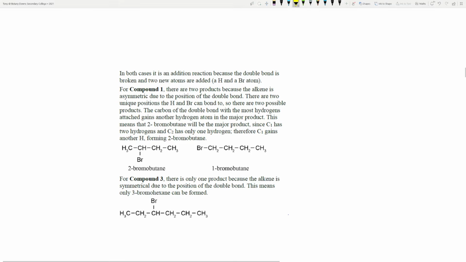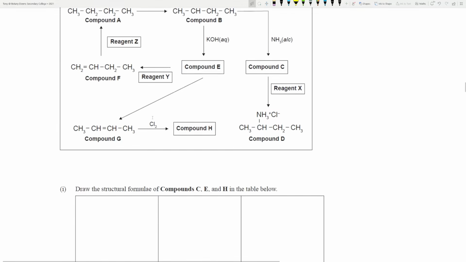Okay, so let's have a look at the answers. All right, addition reaction, because you break the double bond, you're adding new atoms. Compound 1, you make two products because it's asymmetrical, so two possible positions. And then look here, we don't say rich gets richer, so the carbon of the double bond with the most hydrogen attached will gain another hydrogen to form the major product. Hence the other one is a minor product. And for compound 3, only one product because the alkene is symmetrical, so you only make one particular product in this example. Okay, all right, moving on.